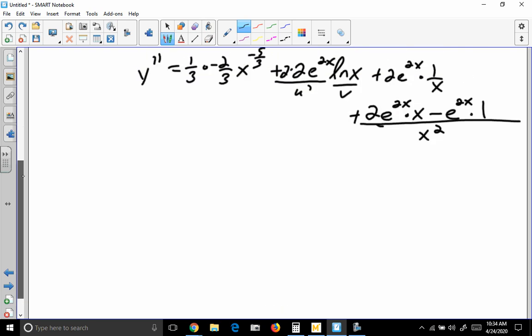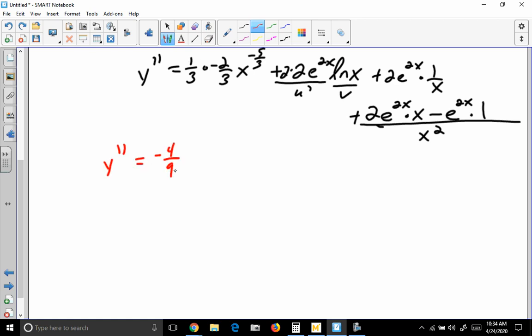So then we just need to simplify that as best we can. So our second derivative, we had negative 4 over 9. We can move this to the denominator and call that x to the 5/3. 2 times 2 is 4, so 4 e to the 2x times natural log plus 2 e to the 2x over x.